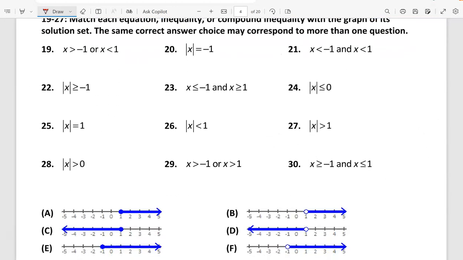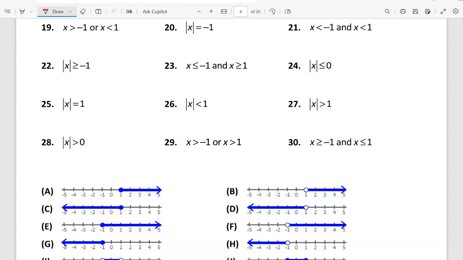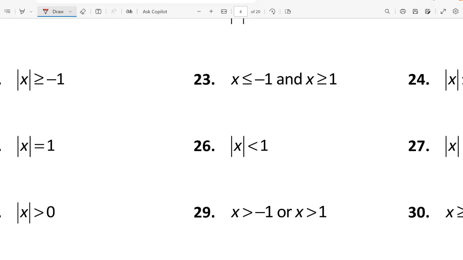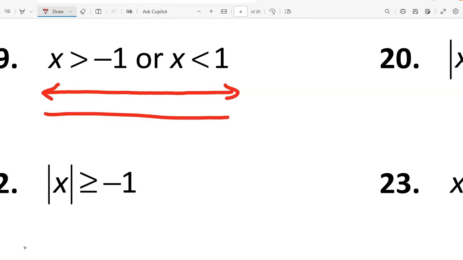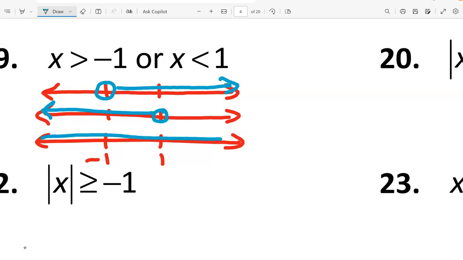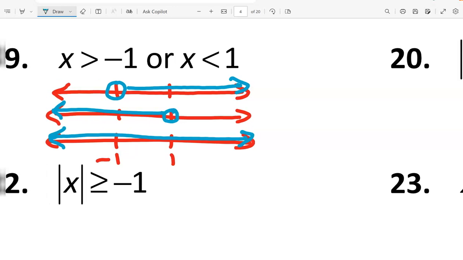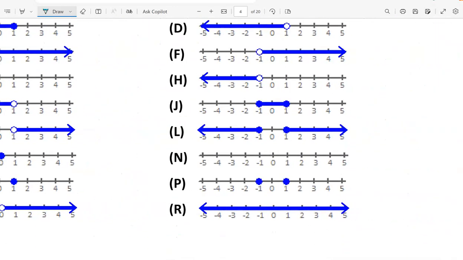All right, in 19 through 27, we are matching each equation, inequality, or compound inequality with the graph of its solution set. So x is greater than negative 1 or x is less than 1. This is an or statement. So if you want to look at three number lines, and include negative 1 and 1 on those number lines, our first number line would include x greater than negative 1. Second one includes x less than positive 1. The word or implies the union of the two sets, which would be everything shaded. So in number 19, we're looking for the entire number line shaded, which is choice R.